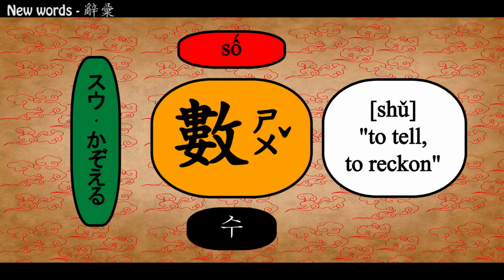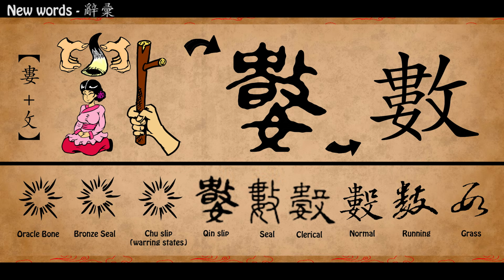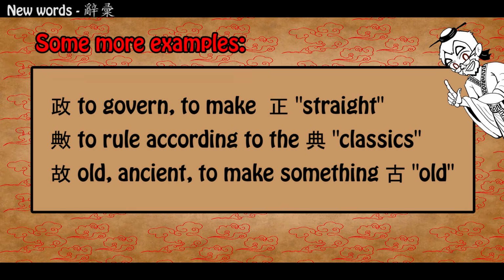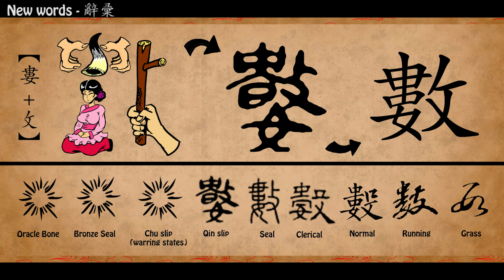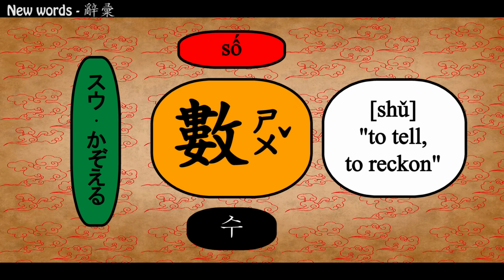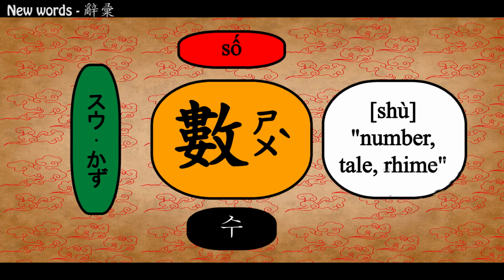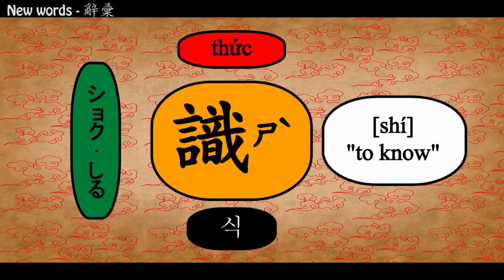数: to tell, to reckon. From 楼, meaning again and again or often, and 攵, which means to strike. 攵 is often tacked onto any character to mark a word as a deed word or a verb. To hit something again and again: to tell, to reckon. 楼 also gives the reading. Another character with two readings, and in today's text it's read as 数 in the 4th tone, meaning number, tale, or rhyme.